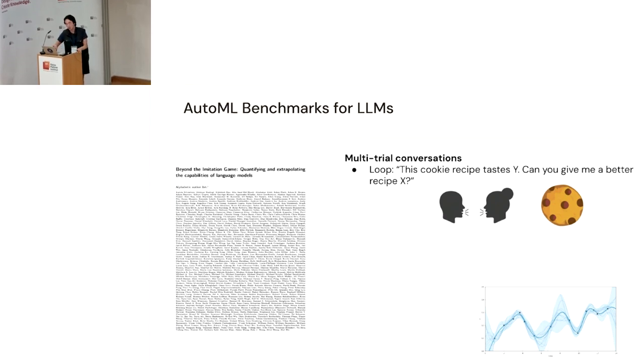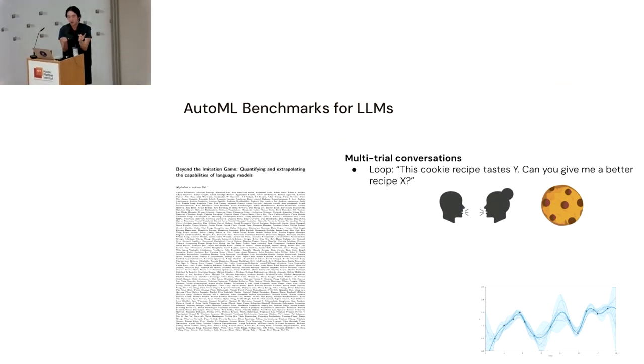So one of them would be, can the LLM perform a multi-trial conversation, right? This cookie recipe tastes terrible. Can you give me a better recipe, right? Maybe we can send in those kinds of benchmarks to test how well the LLM understands what it means to have a better object. What does it mean to propose a better suggestion?